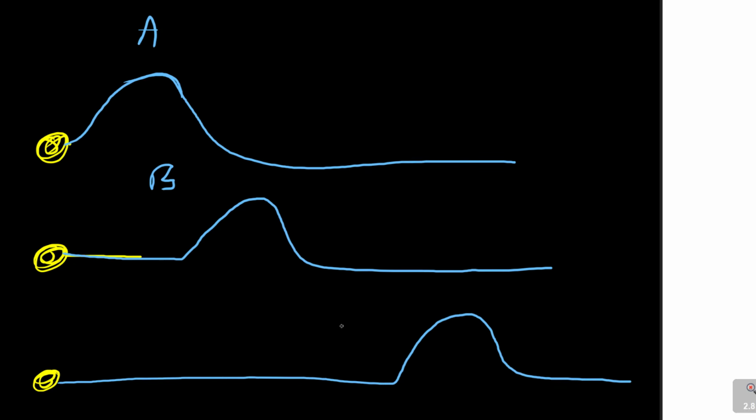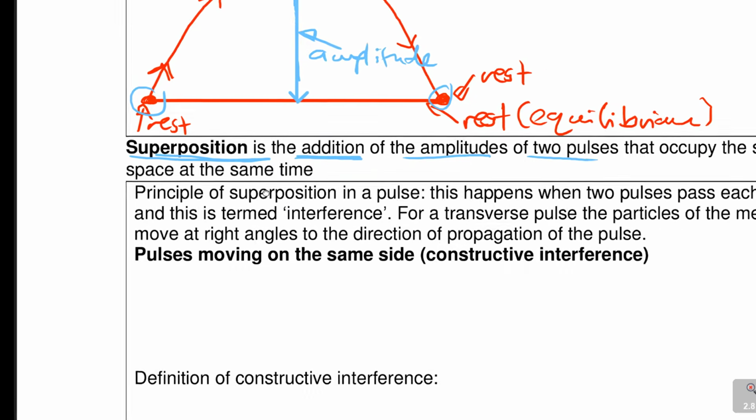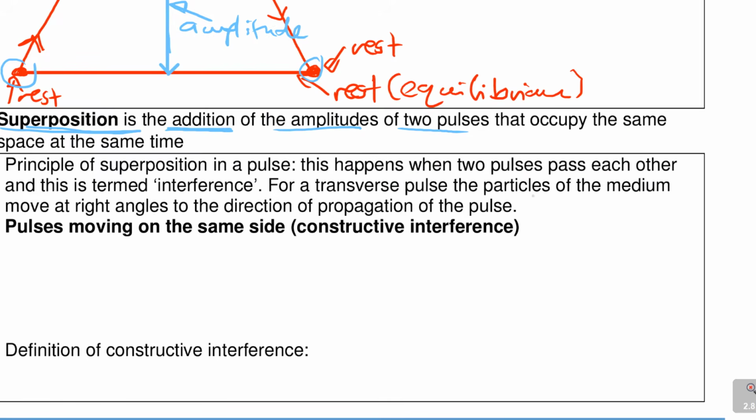Now let's go to the next point. You're here, and now the pulse is there. So we call that point A, point B, and point C. So this is the pulse that is moving in this direction. Do you see that? So now look at the particles, how they are moving. So we are saying here the particles are moving at right angles, meaning at 90 degrees. So we're saying for a transverse pulse here, the particles of the medium move at what? At right angles to the direction of the propagation of the pulse.